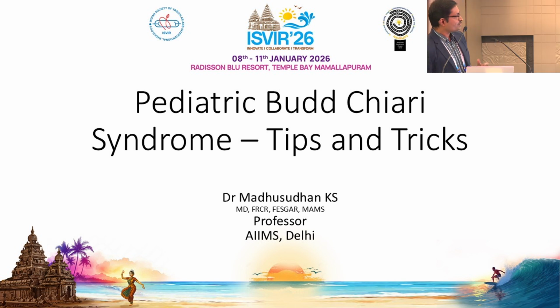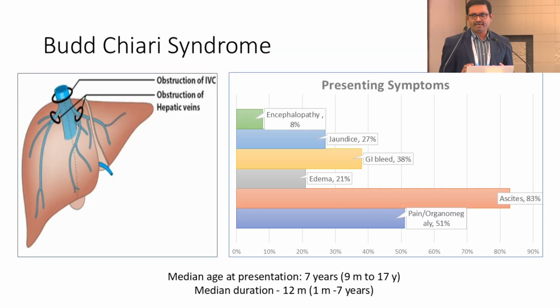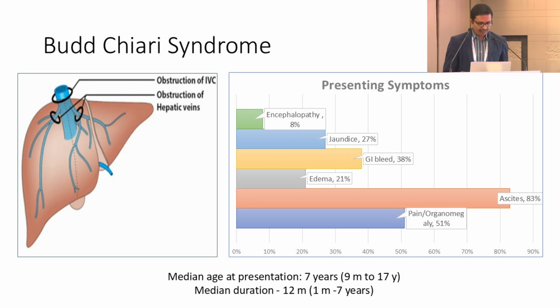So Budd-Chiari syndrome is essentially obstruction of the IVC or at the level of hepatic veins or a combination of these. And in children, this has been our experience, most of these children present with ascites, and then there may be associated organomegaly, typically an enlarged liver and enlarged spleen because of portal hypertension.